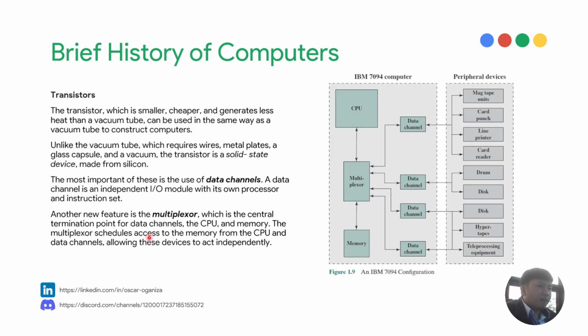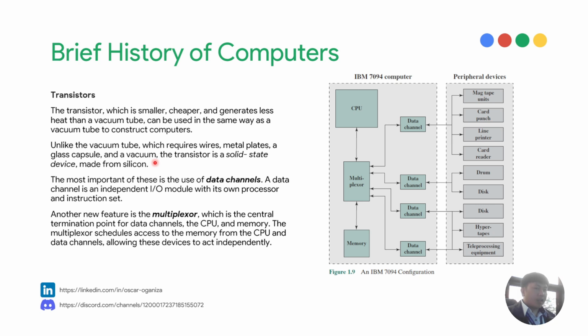The next generation is the transistor. What is the transistor generation? The transistor is smaller, cheaper, and generates less heat than the vacuum tube. It can be used in the same way as a vacuum tube to construct computers. Unlike the vacuum tube, which requires wires, metal plates, and a glass capsule in a vacuum, the transistor is a solid-state device made from silicon. The most important of these is the use of data channels. A data channel is an independent I/O module with its own processor and instruction set. Another new feature is the multiplexer, which is the central termination point for data channels, the CPU, and the memory. The multiplexer schedules access to the memory from the CPU and data channels, allowing these devices to act independently.